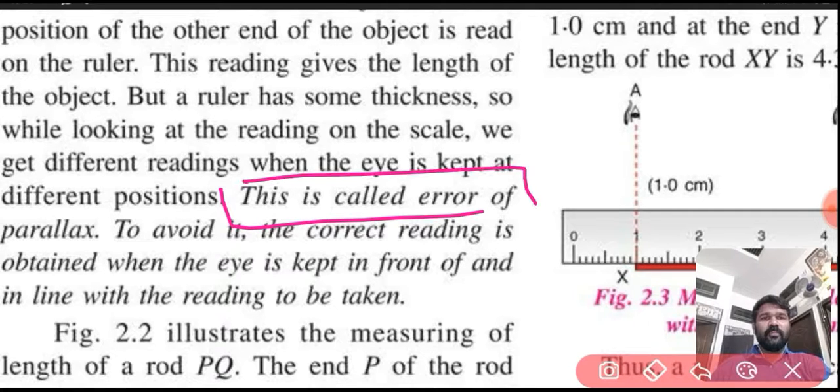Error of parallax. To avoid this error, what to do? The correct reading is obtained when the eye is kept in front of and in line with the reading to be taken. The eye should be in line when we take the reading of a substance or reading of anything.